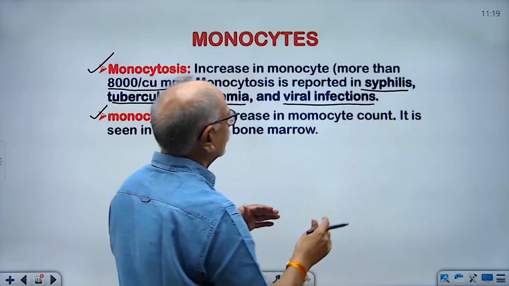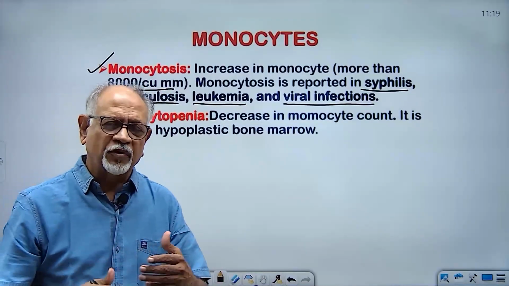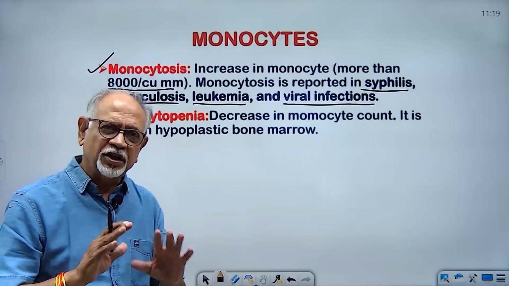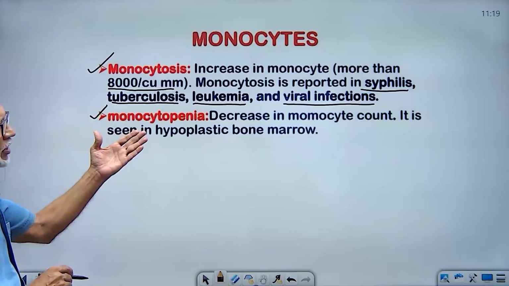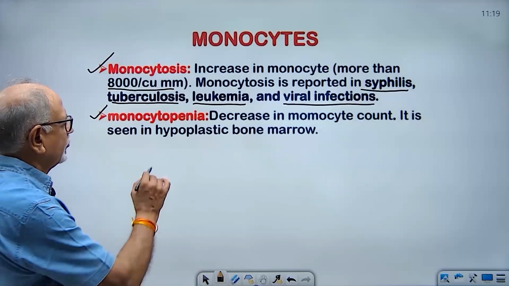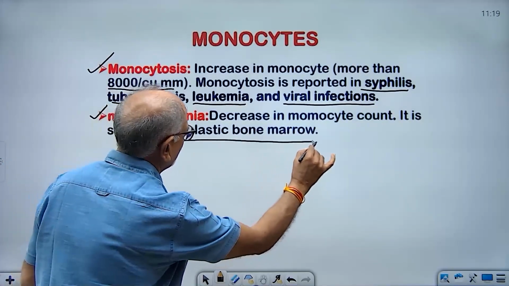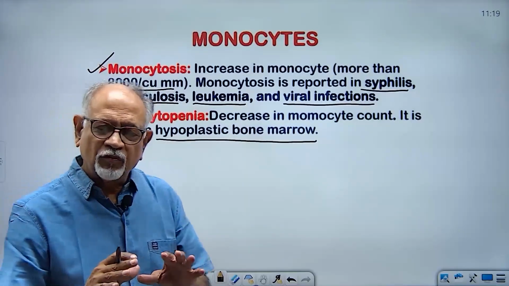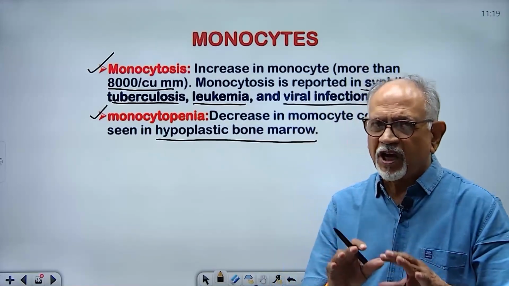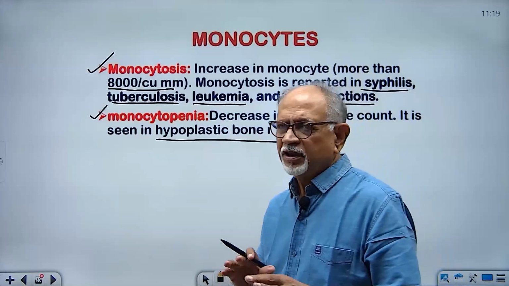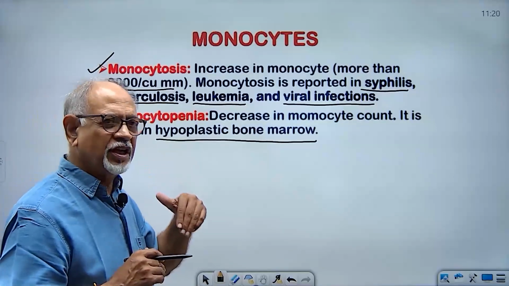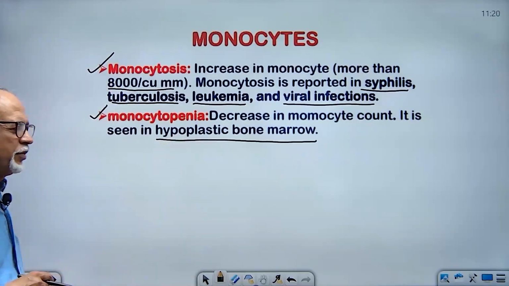So the number of monocytes increases to cope up with that kind of infection because the monocytes are phagocytic in nature. Now monocytopenia, that means decrease in monocyte count. It is seen in case of hypoplastic bone marrow. That means the formation of monocyte series CFUM is not proper in the bone marrow. So the number of monocytes will decrease in number, that is called as monocytopenia.